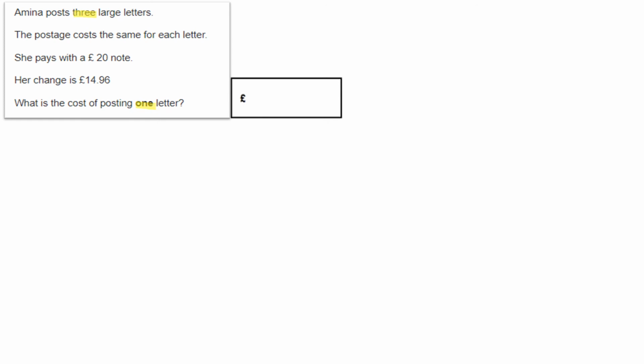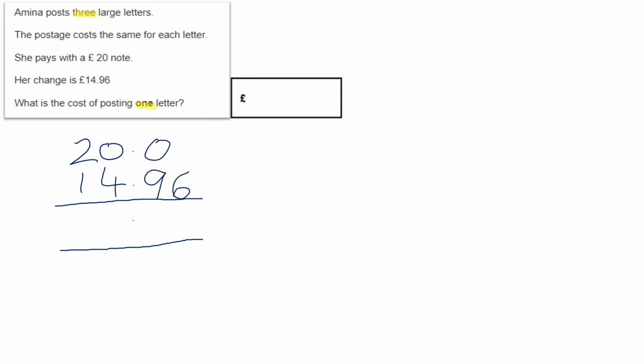So here we go. She pays with a £20 note. Her change is £14.96. Very similar to the last question. Well, what did she spend? So we take our 20. I'm already preempting the fact that I'm going to have decimal points, and I will pop those in with my equal sign. £20 and then £14.96. So again, placeholders, and we need to take away what we paid from what we had at the start.